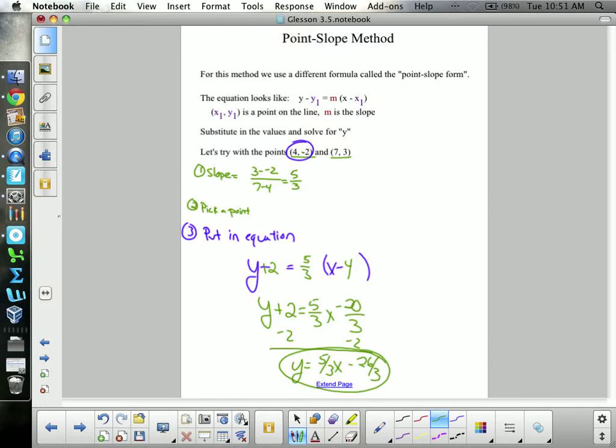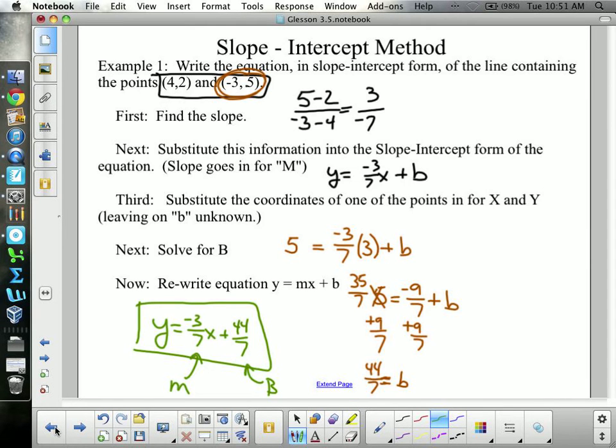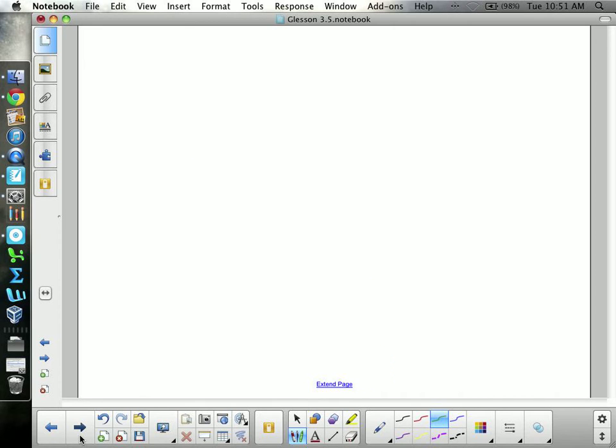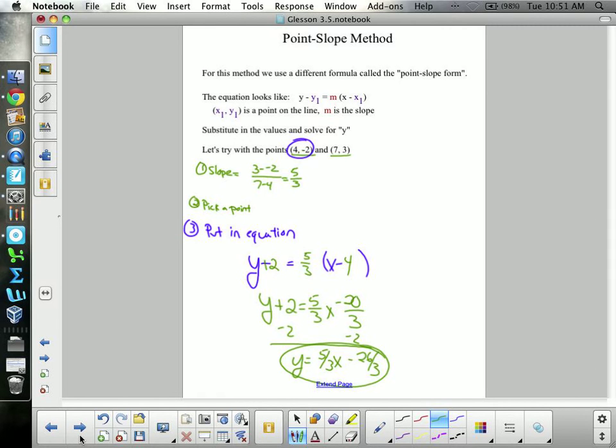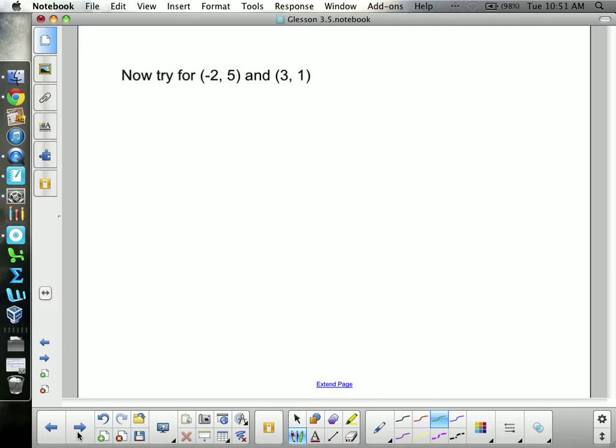Now again, we got a kind of nasty fraction there. That's okay. It's going to happen. But it's a little bit easier, I think, than what we did before, of substituting in, solving for b, and then resubstituting again. That whole resubstitution thing gets messy. Point slope actually works a little more neatly and is more convenient because we have a point and a slope. It works out nicely.